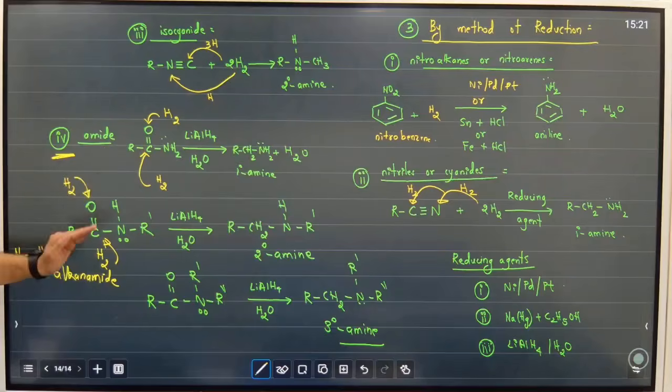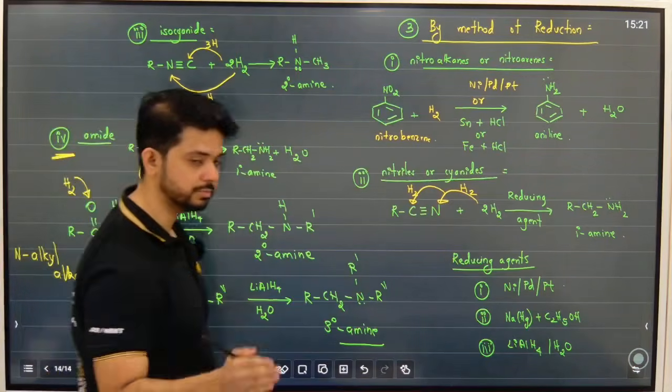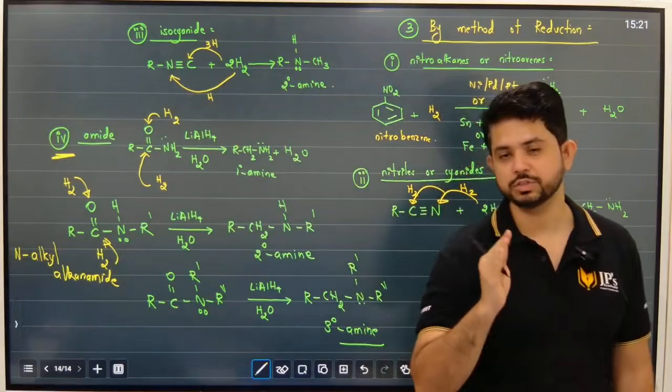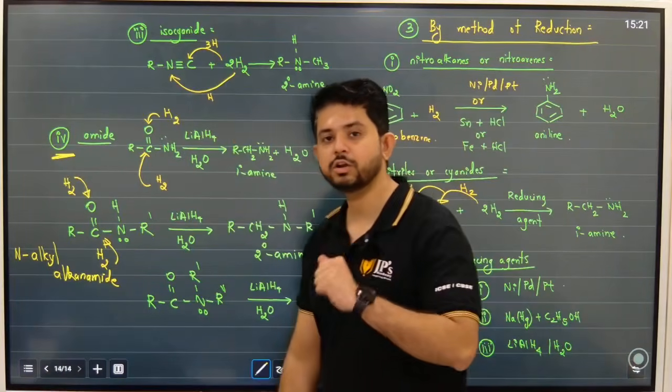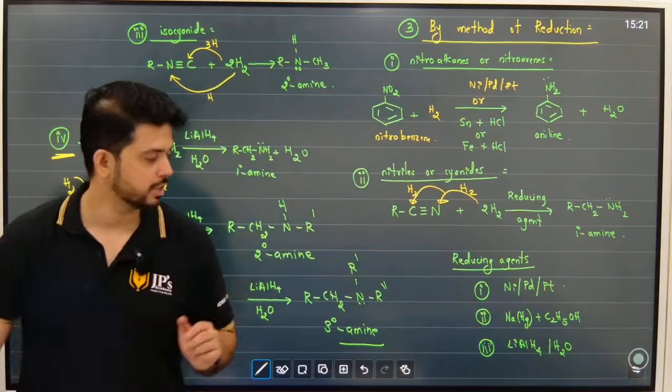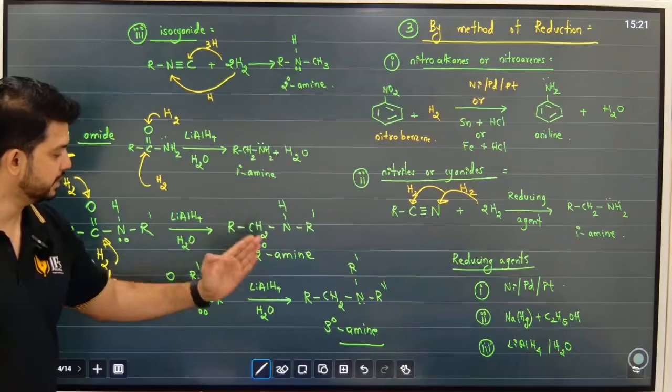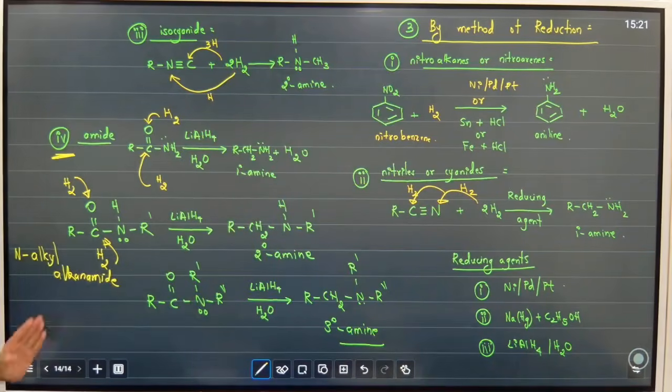So amides, depending upon students whether you use a primary amide or whether you use a secondary amide or whether you use a tertiary amide, that on reduction is going to produce primary amine, secondary amine or tertiary amine. So these are the different reduction techniques that we have.